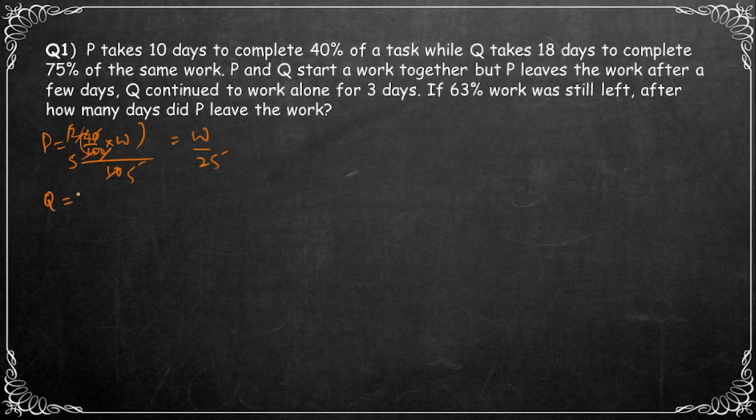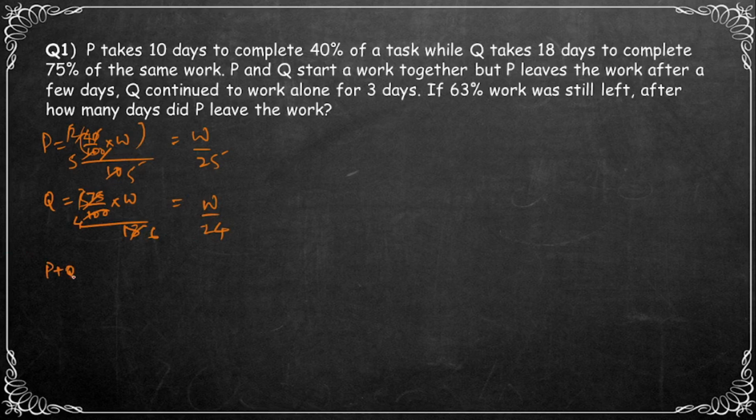Now Q's efficiency can be written as 75% of the total work, right? 75 by 100 into total work divided by 18 days. So now 25 into 3 is 75, 25 into 4 is 100, 3 into 6 is 18, 4 into 6, 24.